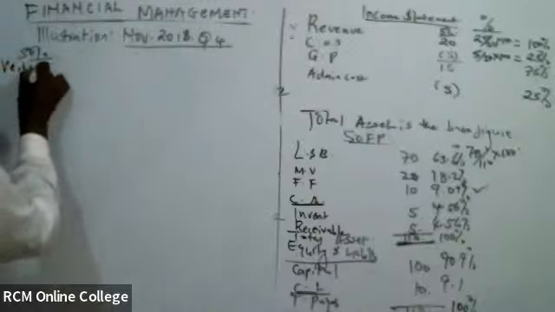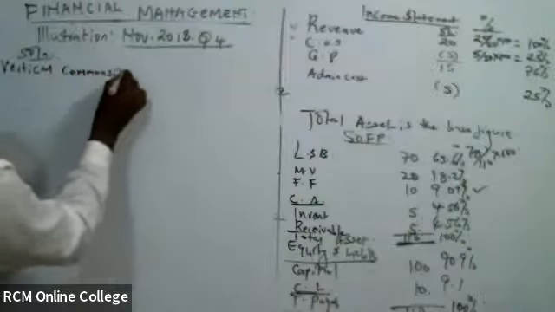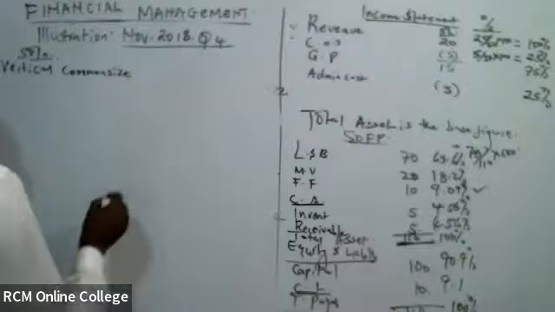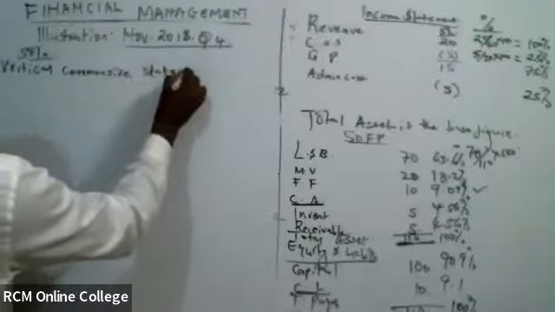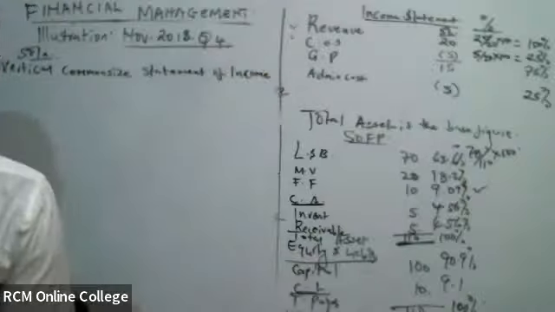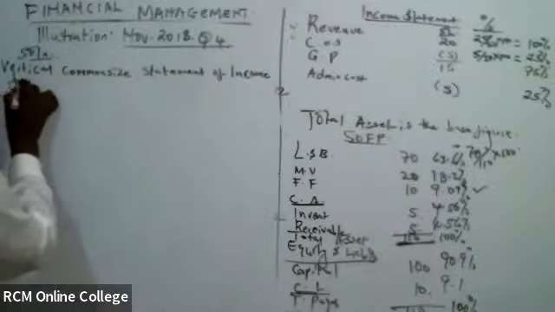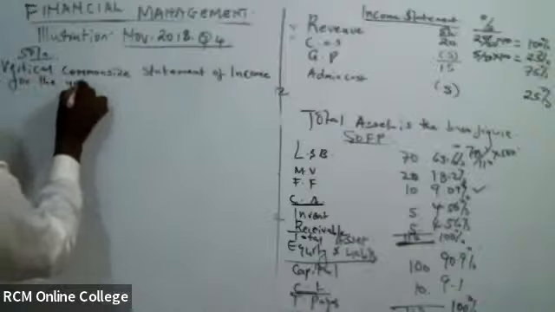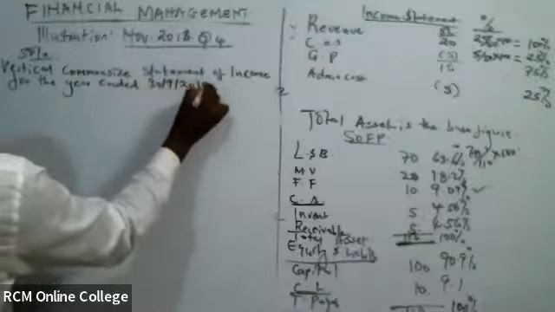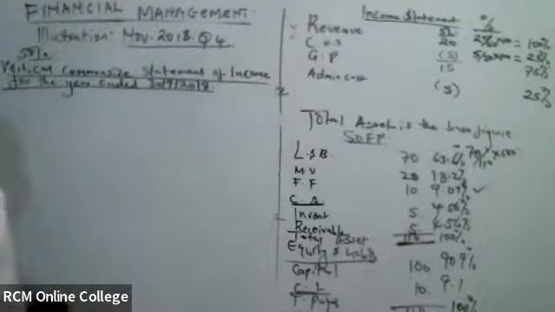Statement of income. Vertical, you have the heading: vertical common size statement of income for the year ended 30th of September 2018.